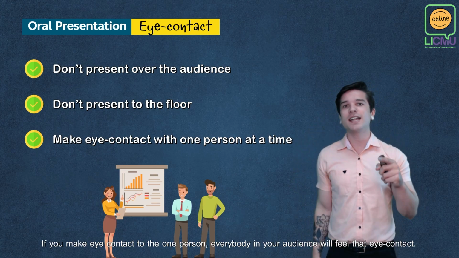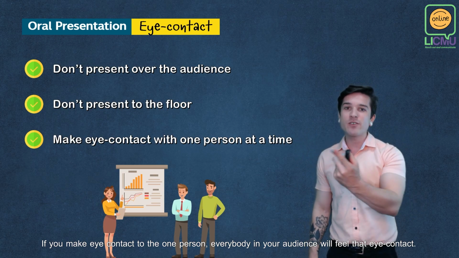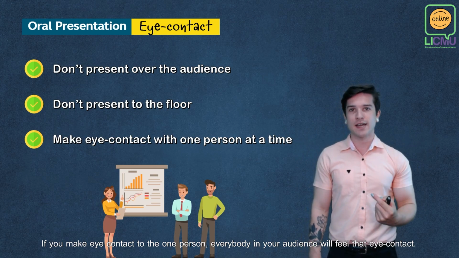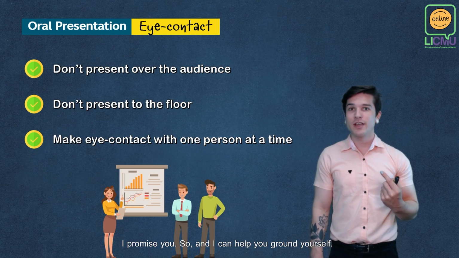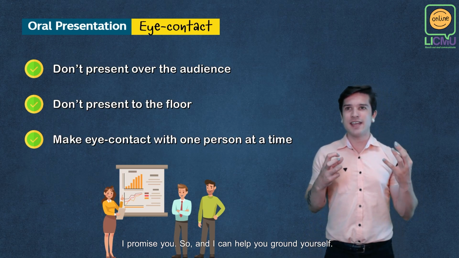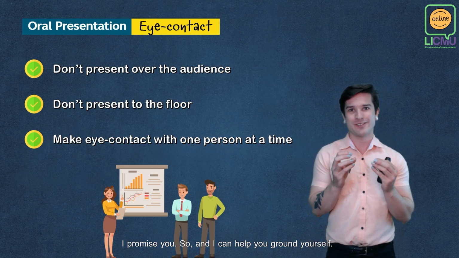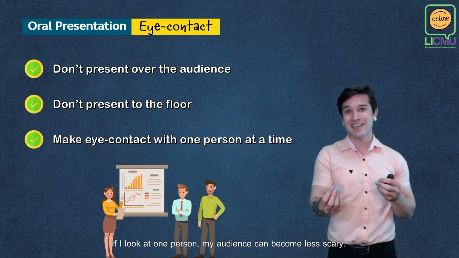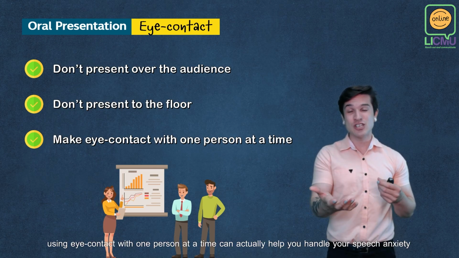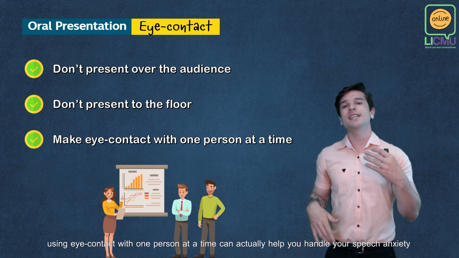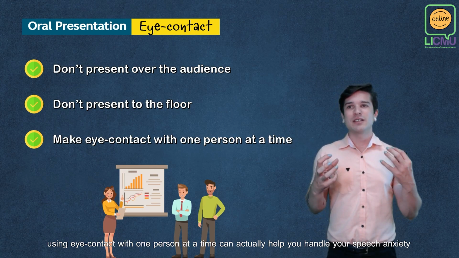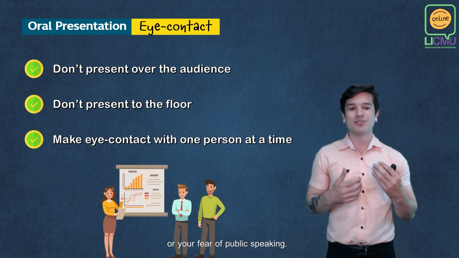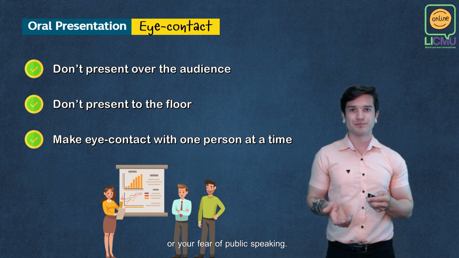If you make eye contact with one person, everybody in your audience will feel that eye contact. I promise you. And it can help you ground yourself. If I look at one person, my audience can become less scary. So presenting, using eye contact with one person at a time can actually help you handle your speech anxiety or your fear of public speaking.